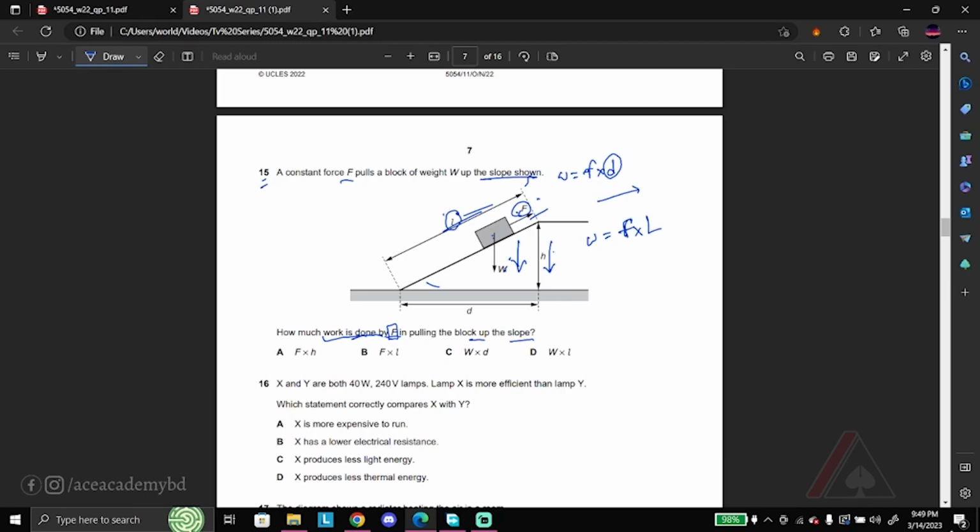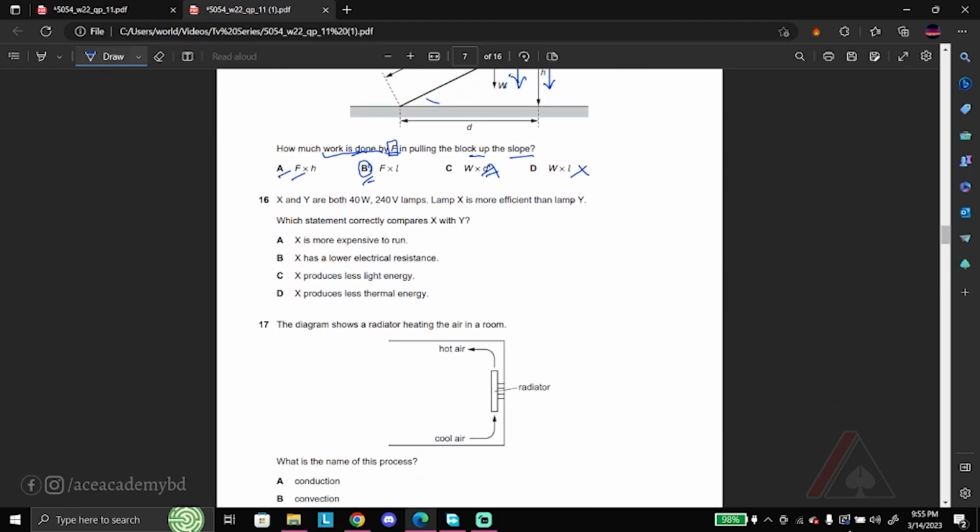In the question, when naming the options, we have B as the correct answer, as it shows F into L. F into H would not work since H is downwards and F is in a different direction. So we showed that this won't be the right answer, and this obviously won't be the right answer as well. This F into L is in an inclined position, W is downwards. So B is the correct answer.